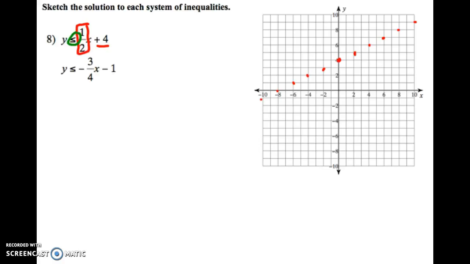This inequality has an equal with it, so we're including the line as part of the solution, so this is going to be a solid line. This is a less than, so we're going to be below the line, so either shade lightly below this line, or I'm going to do the arrows at the end, so I know I'm shading below that line.